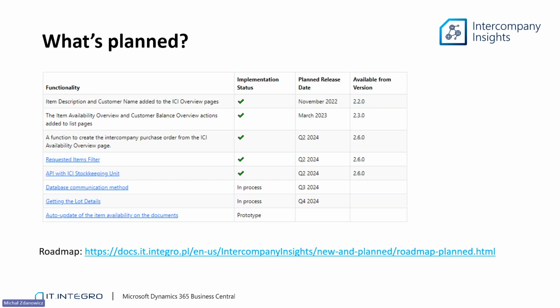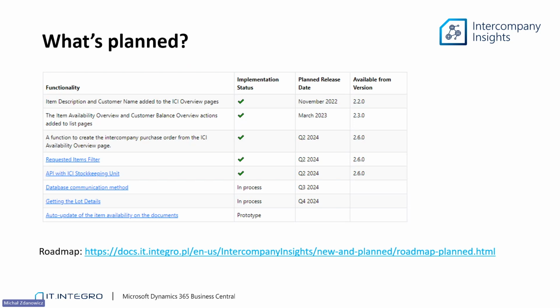We already have a prototype of this functionality. Whenever you access a purchase order or sales order, or actually any document where the stock information can be downloaded, you need to hit this update availability data action to get the current information.